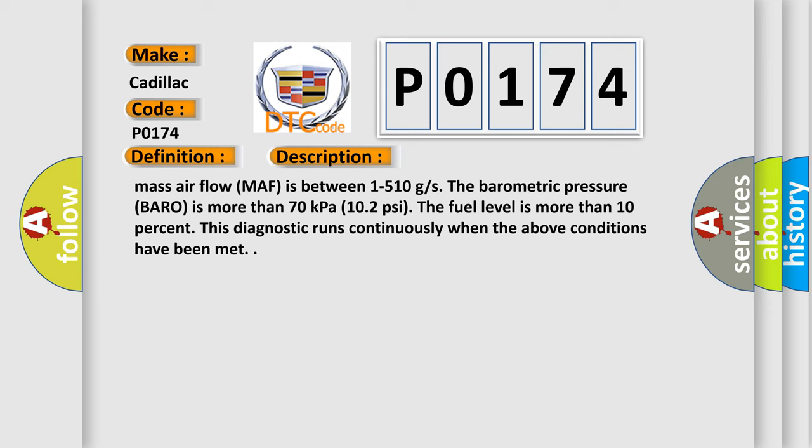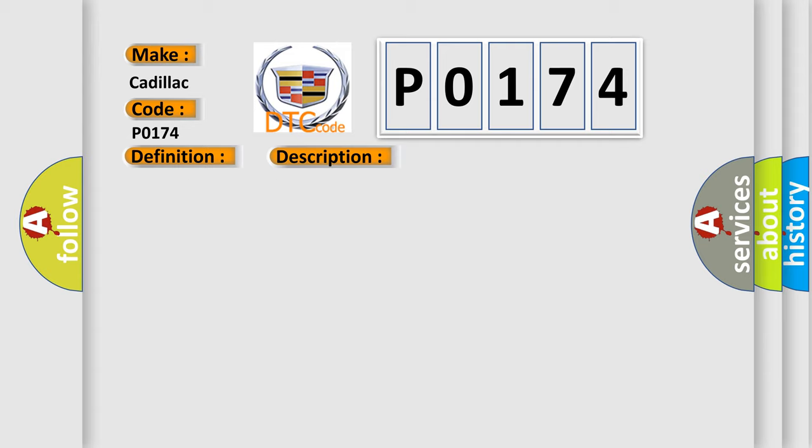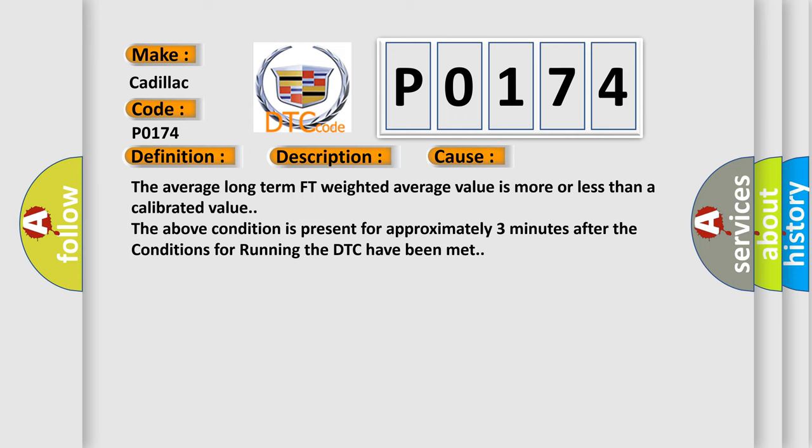This diagnostic runs continuously when the above conditions have been met. This diagnostic error occurs most often in these cases: the average long-term fuel trim weighted average value is more or less than a calibrated value. The above condition is present for approximately 3 minutes after the conditions for running the DTC have been met.